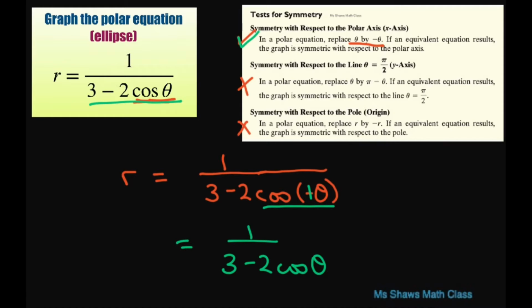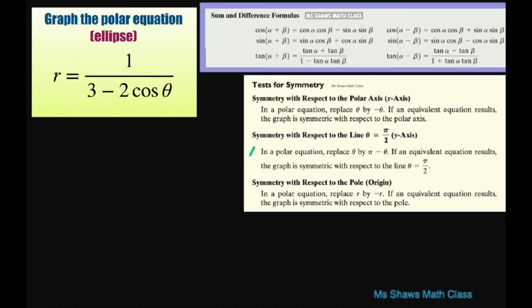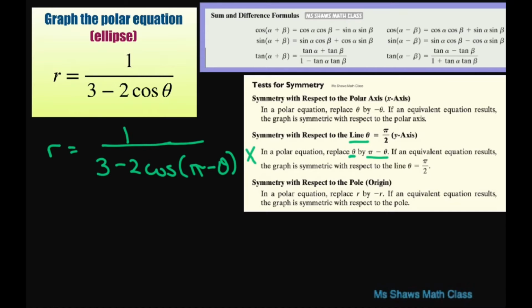So this checks out, which we suspected. Now we are going to suspect that it doesn't pass this test. For this test, this is a symmetry with respect to the line theta equals pi divided by 2, or the y-axis. So for this one, what you do is you take 3 minus 2 cosine of, and we're replacing theta with pi minus theta. Then we're going to use our difference formula for cosine and expand our equation.